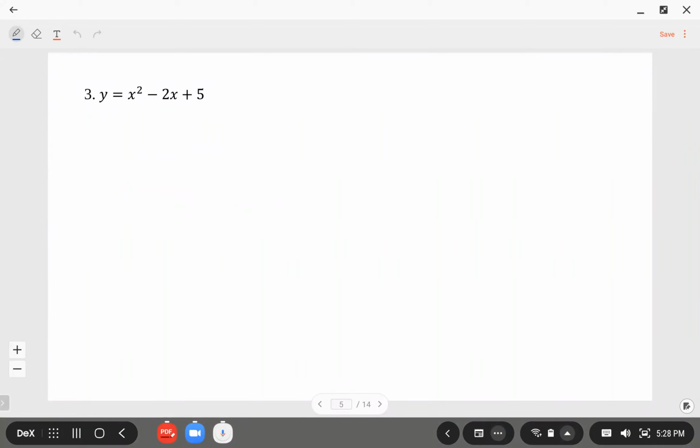Third problem. This one should go by pretty fast after our first two problems. I'll give you a few moments to solve this one.